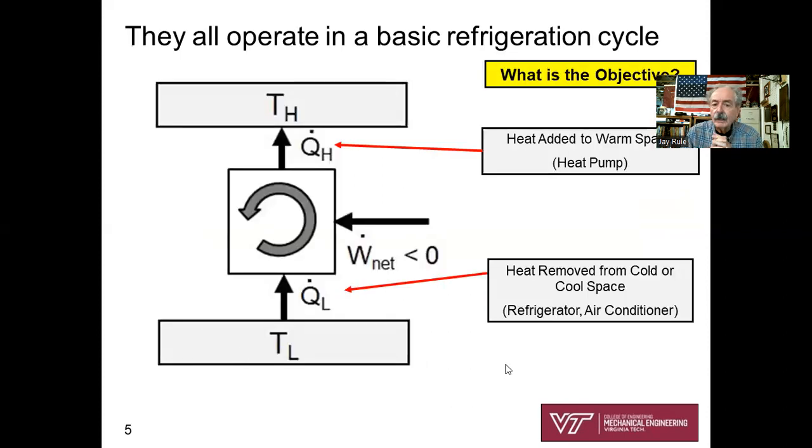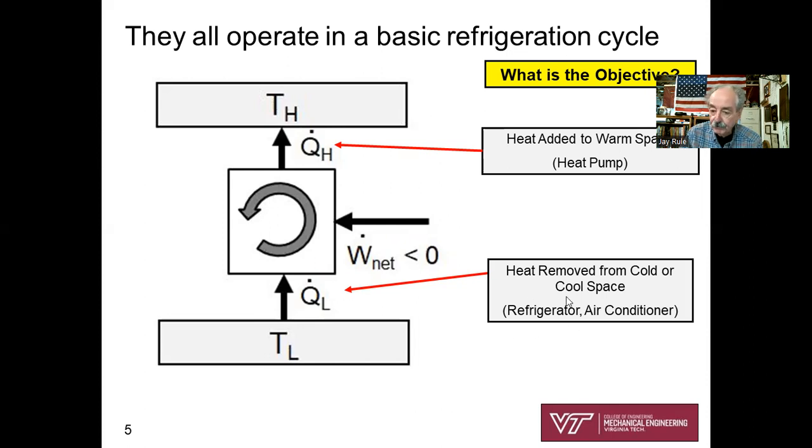Well, they all operate in a basic refrigeration cycle, and it's my hope that this basic schematic comes to your head. Remember this closed system operating in a cycle. The counterclockwise arrow indicates that it's kind of working backwards. Power is going into the system operating in a cycle. Power is going in, a little different. We're transferring heat from a low temperature reservoir up to a high temperature reservoir.